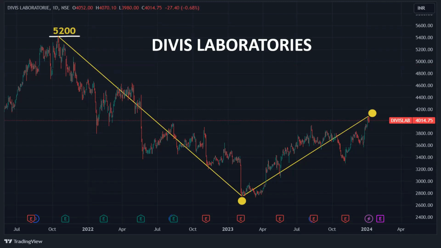Of course, it had gone as high as 5,200. From there, it came down all the way below 2,800. Almost 50% down. Is it a bad company? No. This is a large cap company, a debt-zero company in the pharma space. Such a great company, we need to find it.